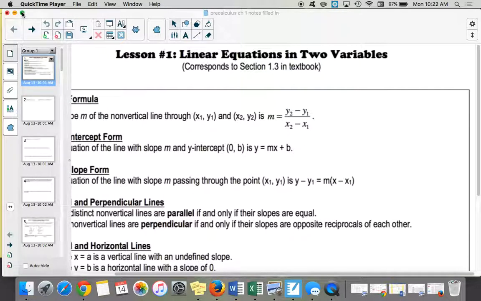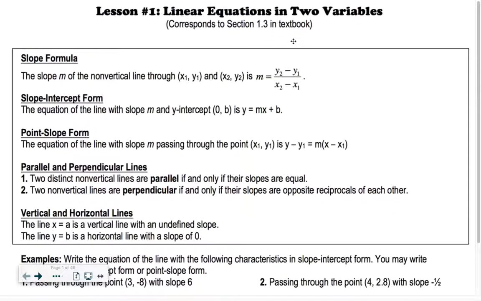On linear equations in two variables. So this corresponds with section 1.3 in the textbook, if you want to use 1.3. All right, so the slope formula. It says the slope m of a non-vertical line is m equals y2 minus y1 over x2 minus x1. Good with that? Slope-intercept form is y equals mx plus b.